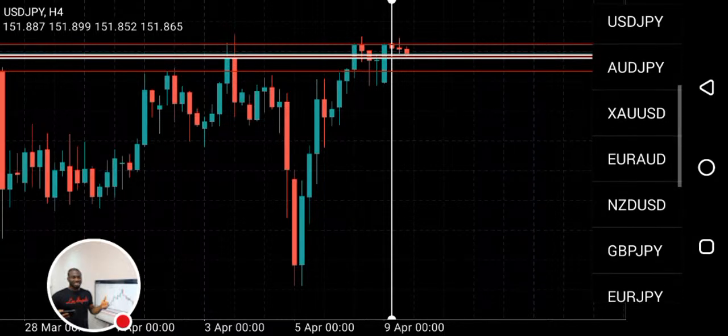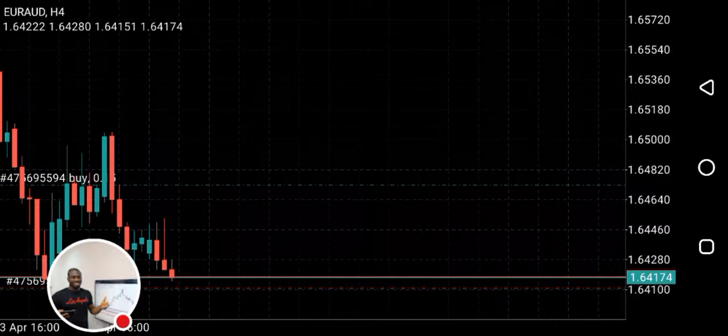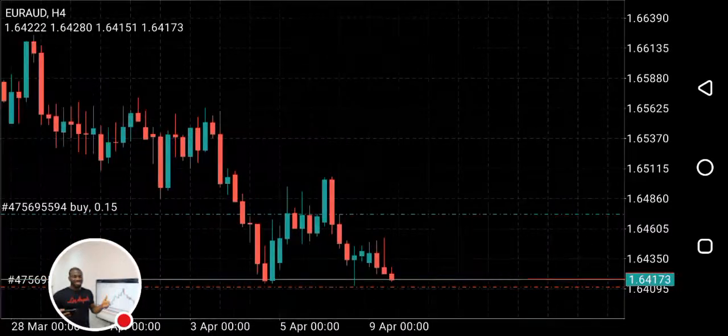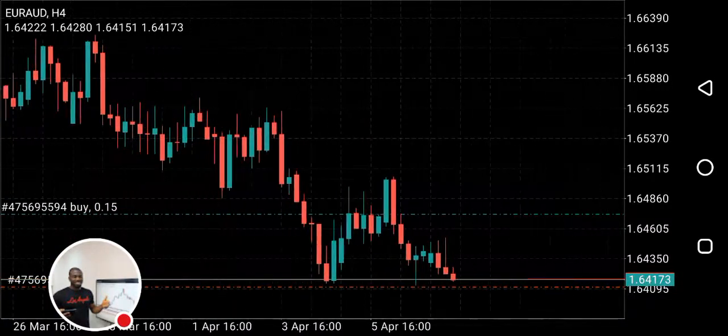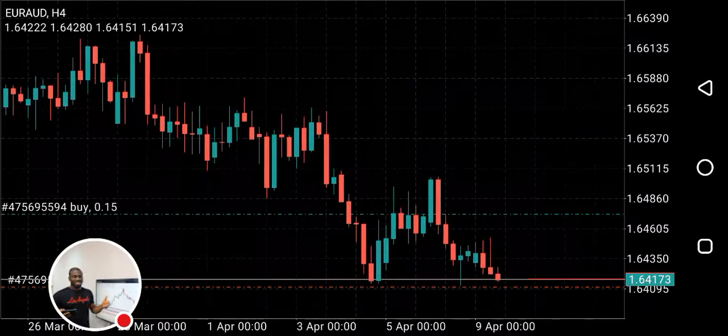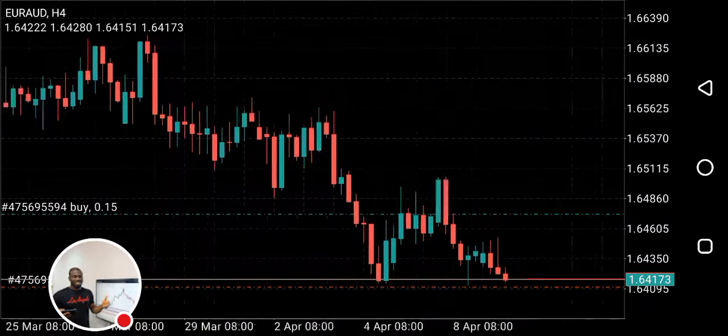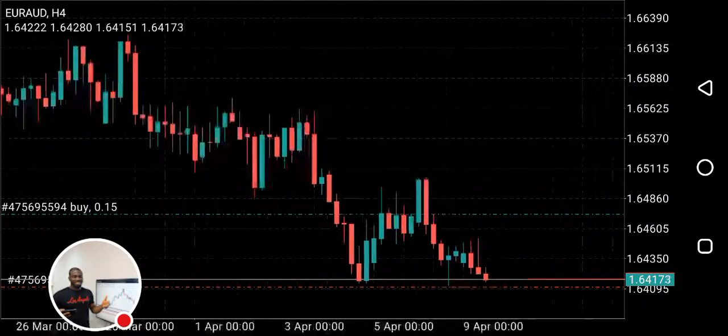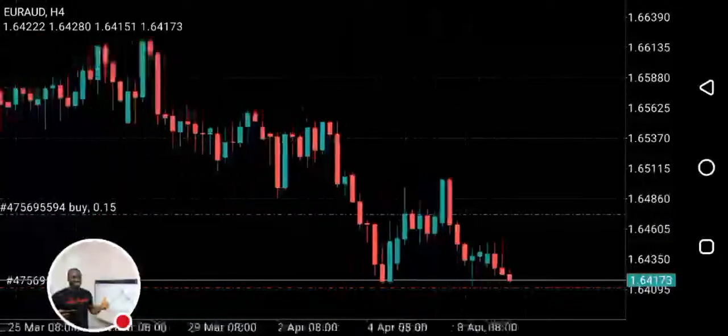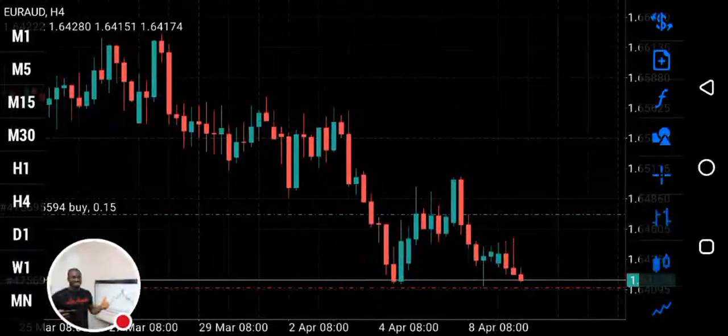Let's see Euro Aussie. I'm bullish on Euro Aussie. This is actually my stop loss. I took a buy on Euro Australian dollar yesterday. It's approaching my stop loss. Let's see how it plays out.